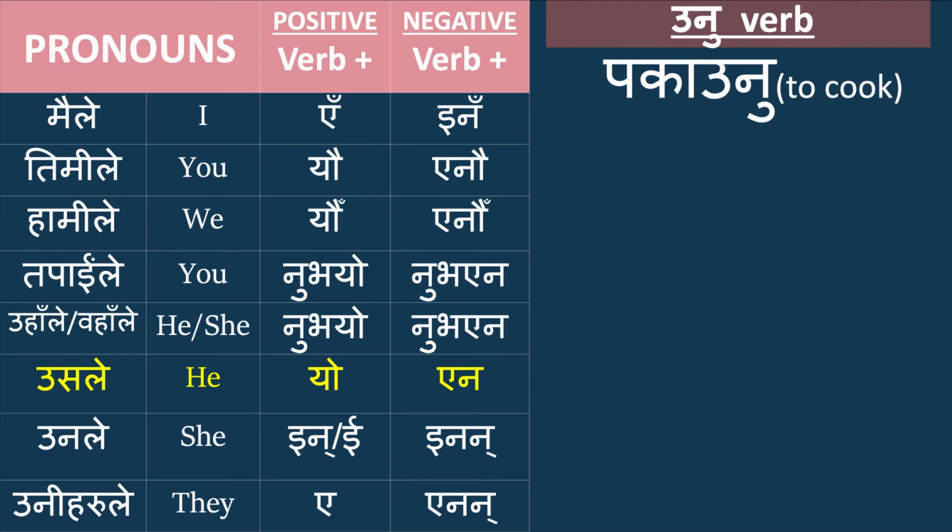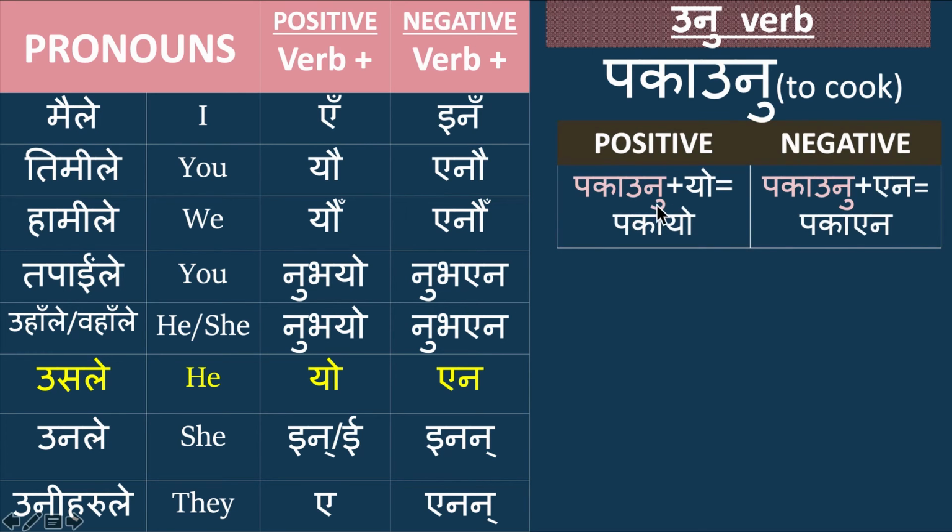पकाउनु. Now let's take the unu verb example. पकाउनु plus यो, पकायो. Here unu is replaced by यो. पकाउनु plus एना, पकाएन. Here in the unu verb, unu is replaced by the incoming conjugation, that is yo, and formed as pakayo. And pakaunu, unu is replaced by the incoming conjugation, that is ena, and changes to pakaena.